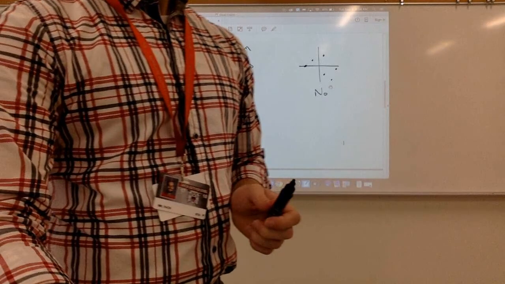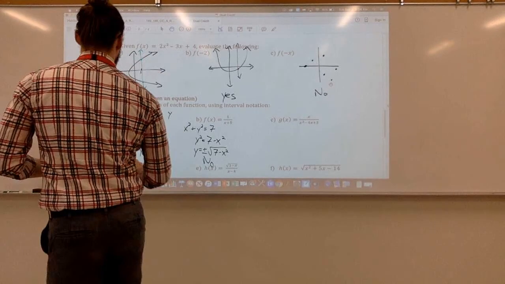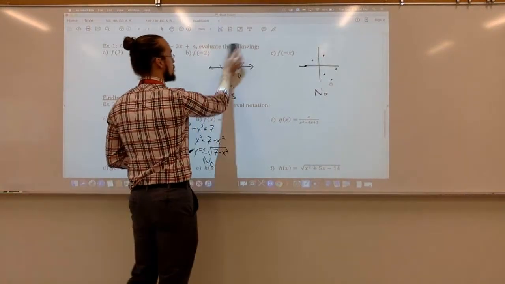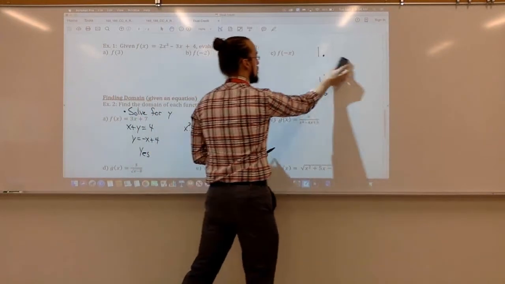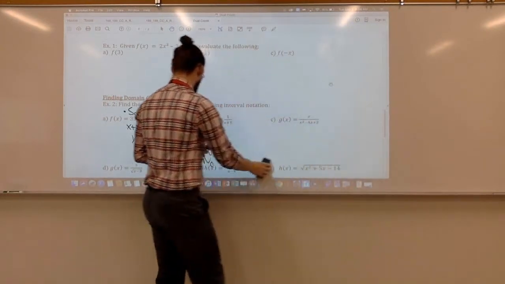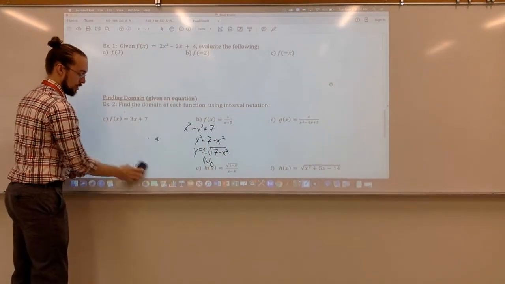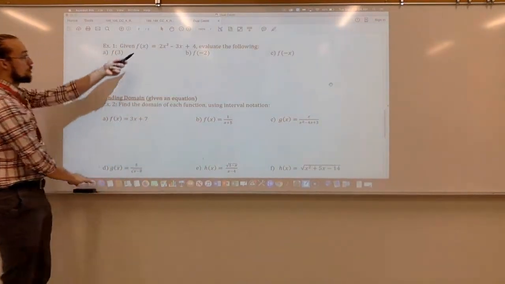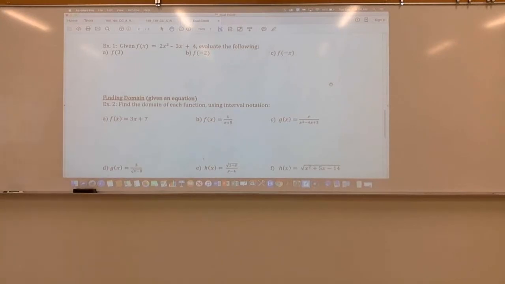All right. Let's flip over to the back. First thing is just using function notation. I want to make sure that we are able to understand what this means and use it. So we're given a function, f of x equals 2x squared minus 3x plus 4.